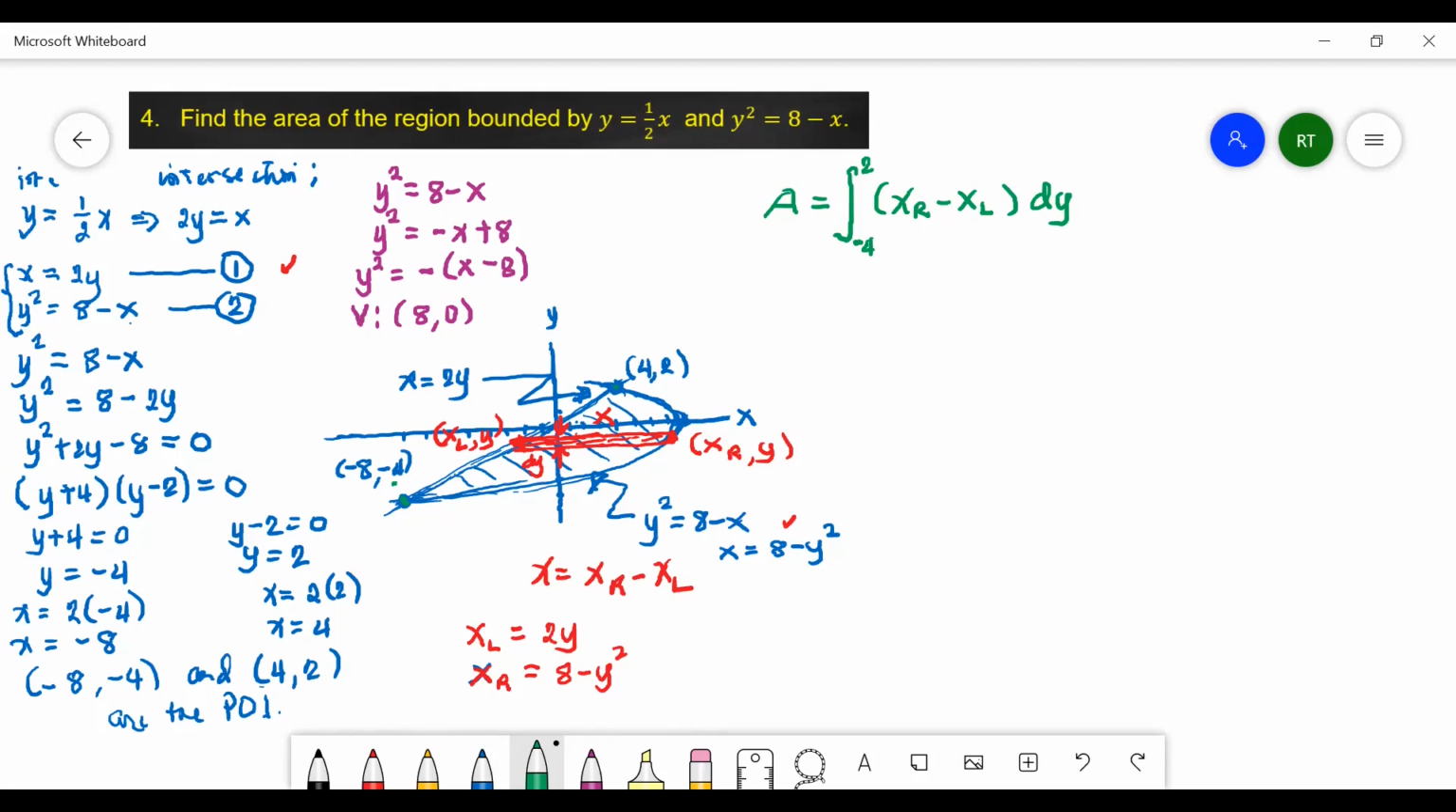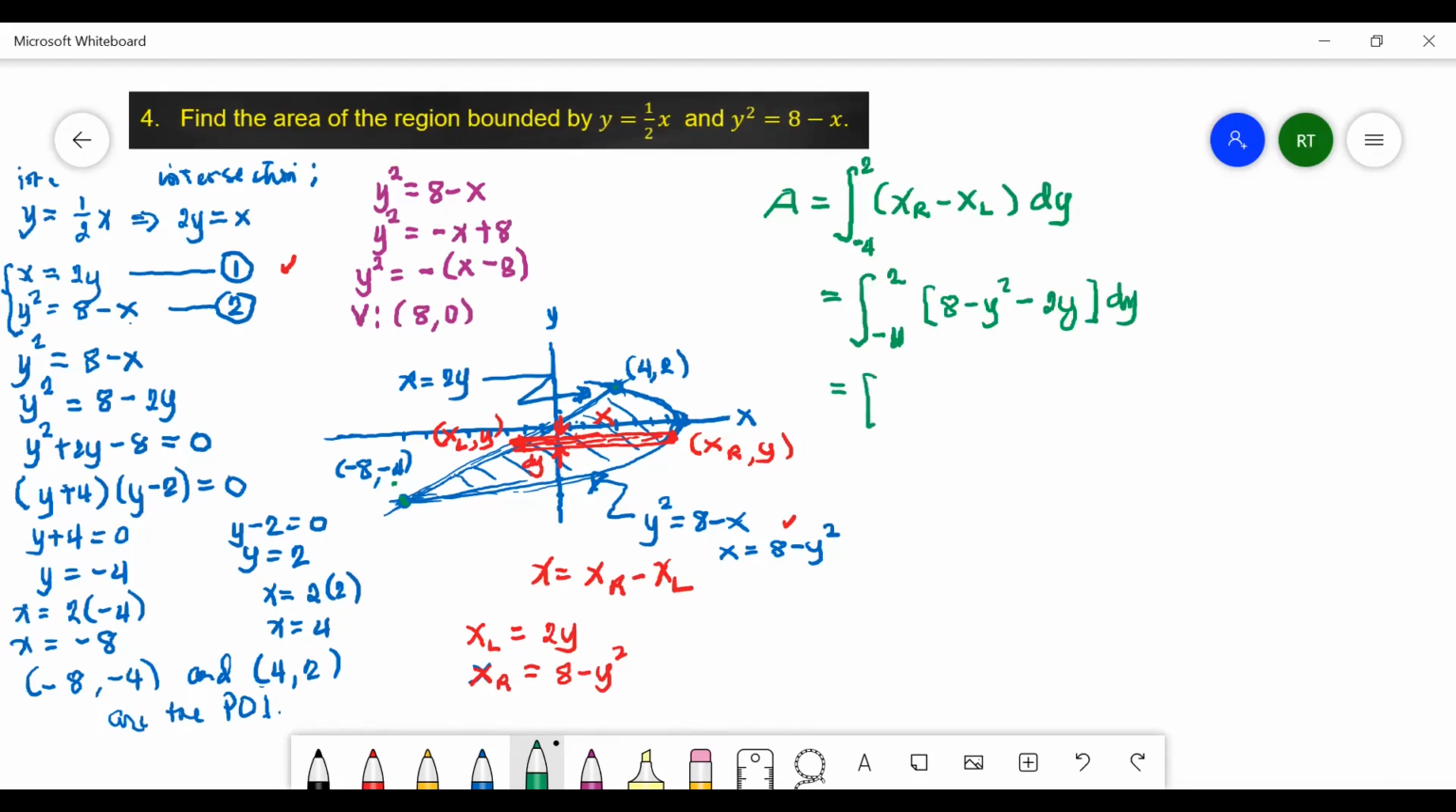Okay, but since the integrands are x right and x left, we have to express these in terms of y. Hence we have the area is equal to the integral from -4 to 2 of x right, which is 8 minus y squared, minus x left, which is 2y, and the thickness is the differential of y. Hence, we can now evaluate the integral.